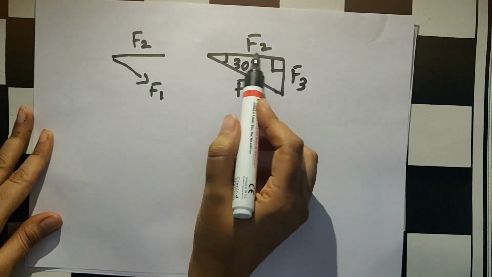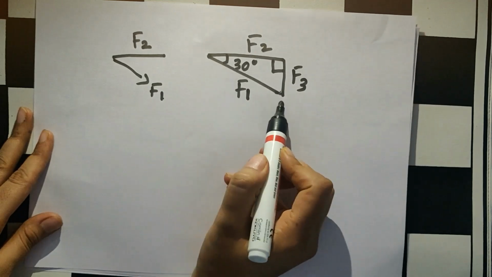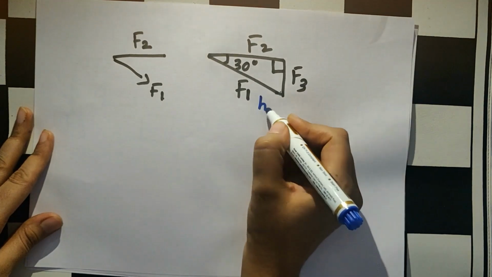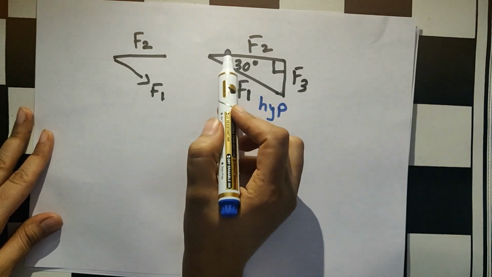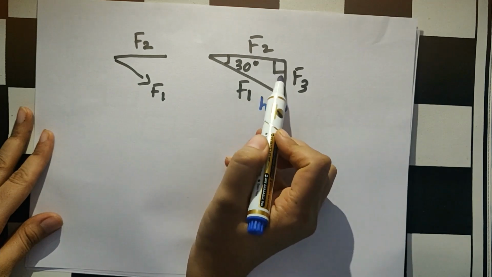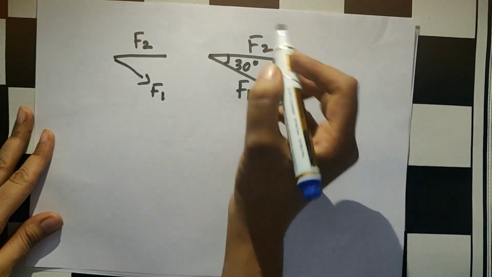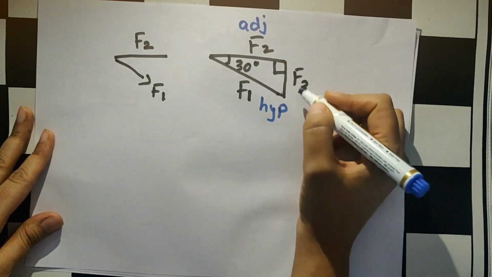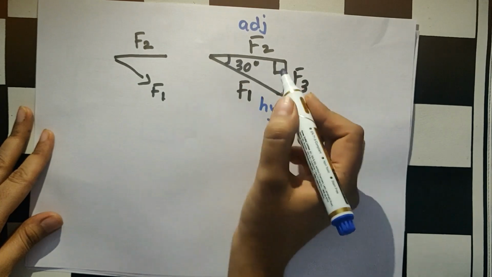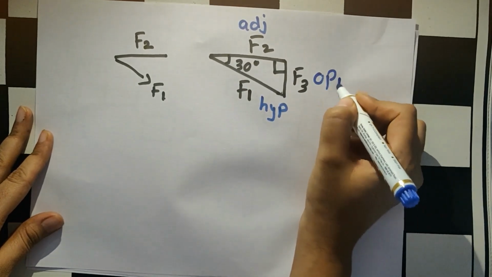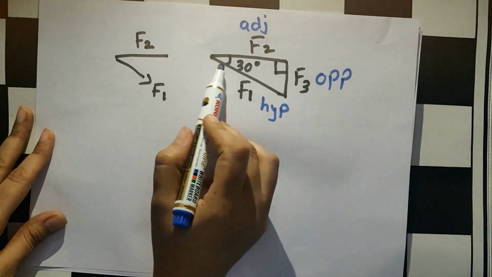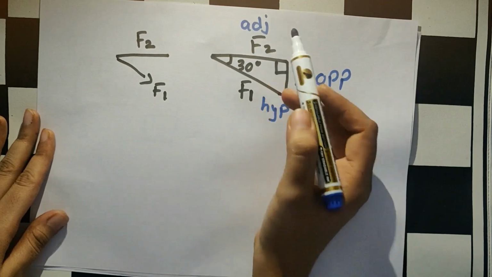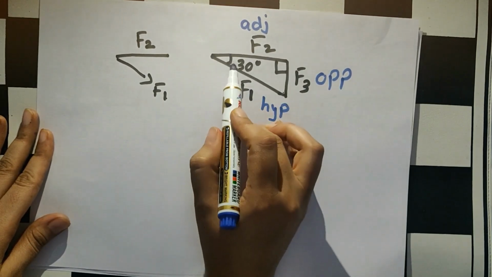Now you know that in this right angle triangle, the side opposite to this 90 degree is always called the hypotenuse, whereas the side which connects this 90 degree and the given theta is called the adjacent. The other side, opposite to this given angle theta, is always called the opposite side. Hypotenuse is the side opposite to the 90 degree angle, adjacent is the side which connects this 90 degree and the given theta.